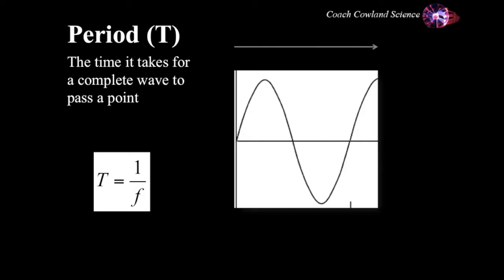The period of a wave, as I said, is inversely proportional to the frequency, and it is the time it takes a complete wave to pass a single point. If the frequency is very high, this means that the period will be very small. The unit of the period of a wave is seconds.